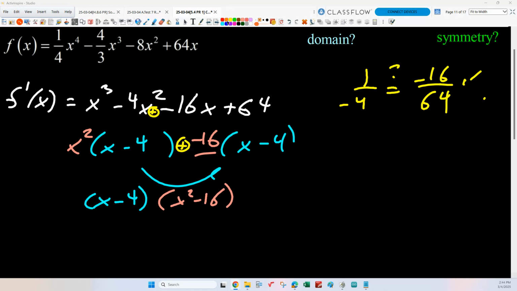And remember, all this stuff is, what are we trying to do here? We're trying to set all this stuff equal to 0 to find the 0. So what are they? I get plus or minus 4 and 4, so just plus or minus 4.